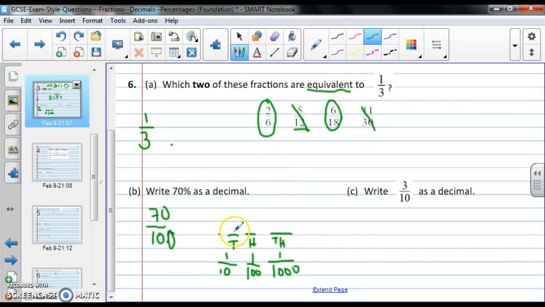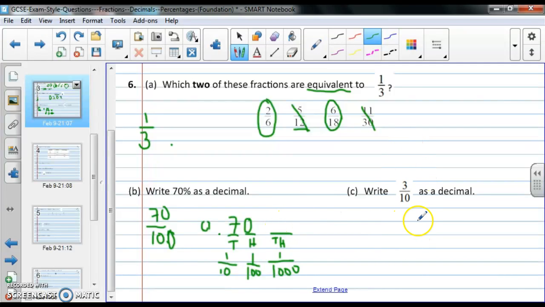Okay, so picking off where we left off. When I write 70% as a decimal, I'm going to put the 0 in front of the decimal, because I have no whole numbers. The 7 is going to go in my tenths, and the 0 goes in my hundredths because I have 70 out of 100. The other way I can write it is just as 0.7.